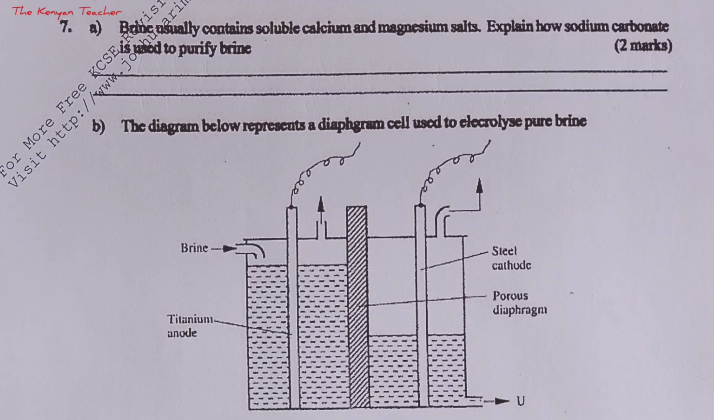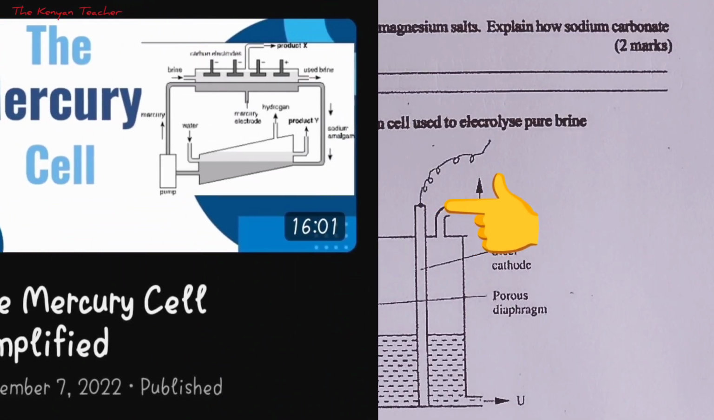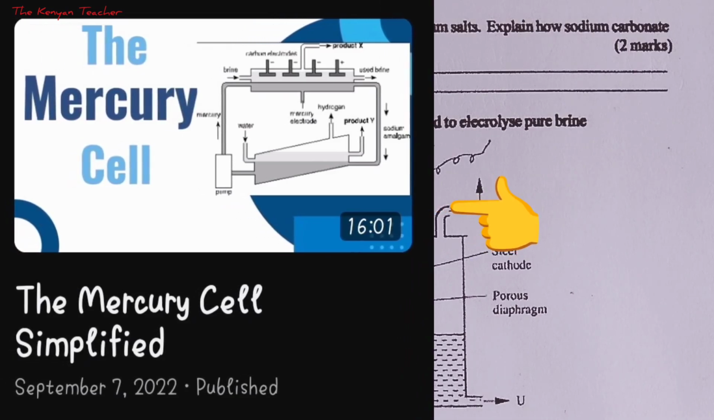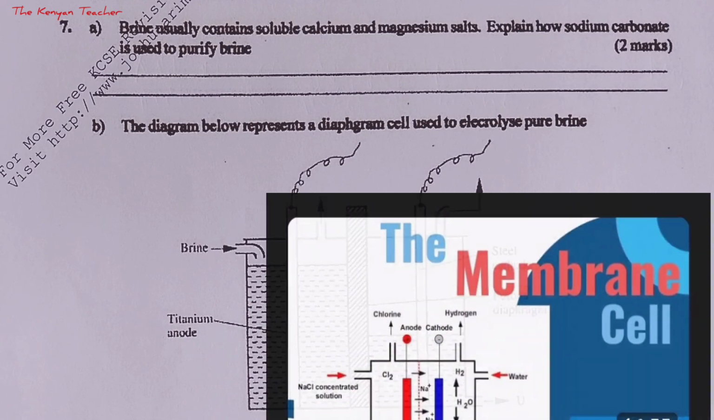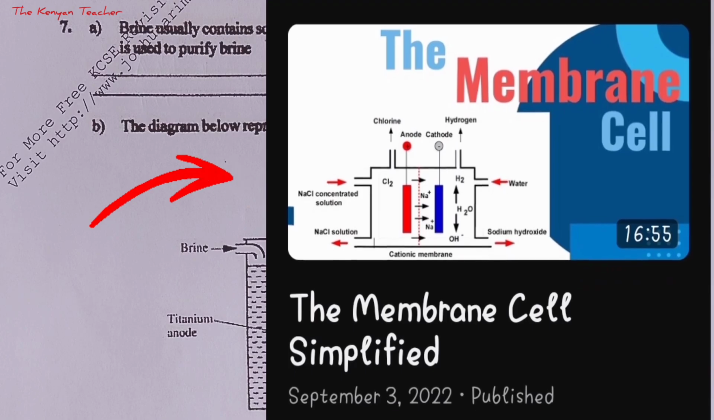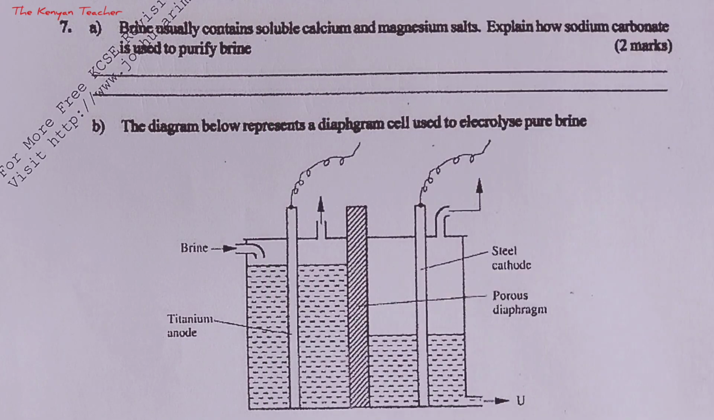Now, the diaphragm cell is the third cell that synthesizes these chemicals, in addition to the mercury cell and the membrane cell. Now, we did special videos for these two other cells, and those of us who didn't get an opportunity to review them with us can have the chance to do so. So for the mercury cell, check it out here, and for the membrane cell, we have a special video here. Thank you as you get to learn more about those other two cells in the prescribed videos.